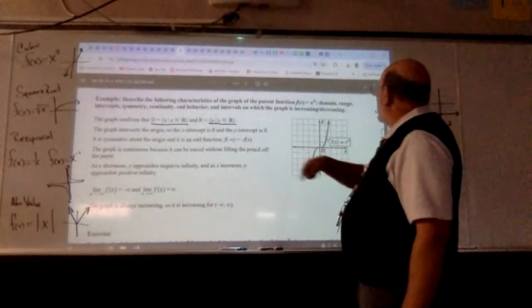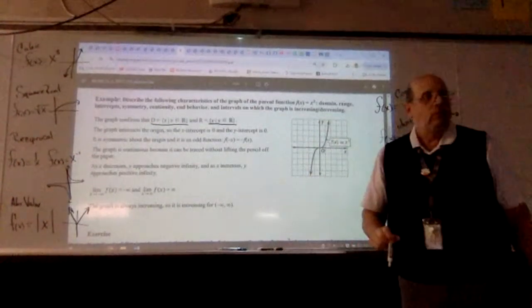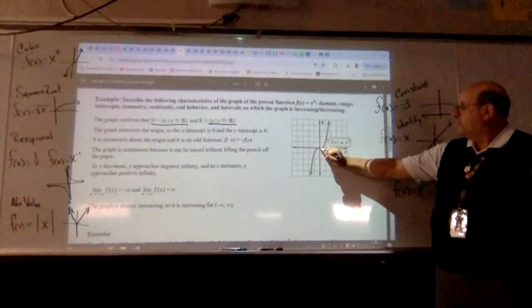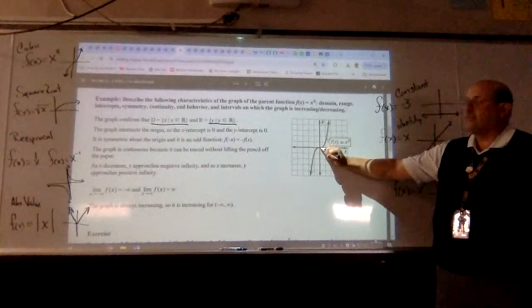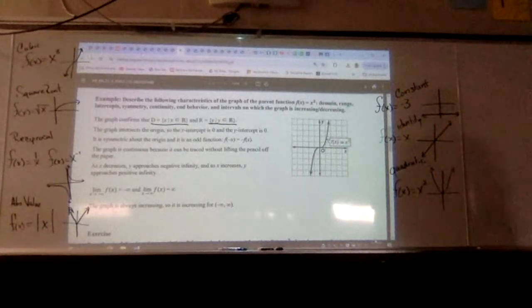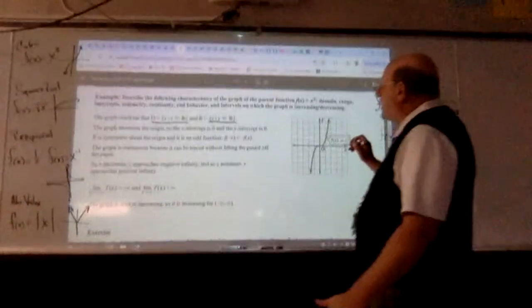What else does it want to talk about? Domain, range, intercepts, right? This particular function, where does it cross the x-axis and the y-axis? Right there at the origin, at 0, 0, right? So my x-intercept is 0 and my y-intercept is 0. It just cuts right through here in the middle.